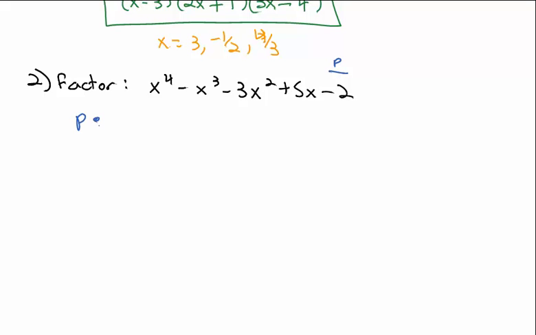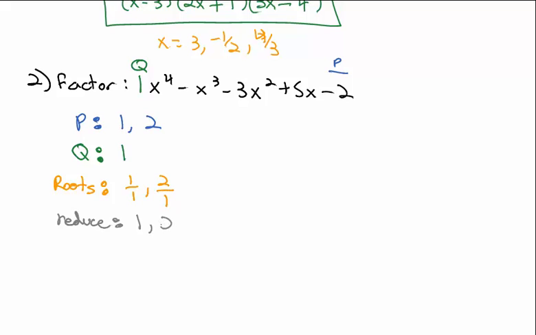2 is our p. That's nice. It only has factors of 1 and 2. Our q, that's the front number of 1, and that's really nice. It's only got a factor of 1. So for our roots, PQR, P's, Q's, and roots, it's going to be the P's over all the Q's, or 1 over 1 and 2 over 1, which will reduce to 1 and 2. Only possibilities here, 1 and 2.